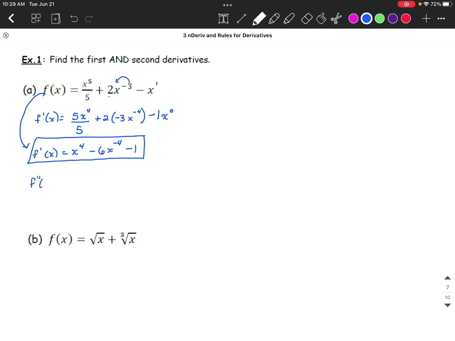Our second derivative, we bring down the 4, keep the x, 4 minus 1 is 3.